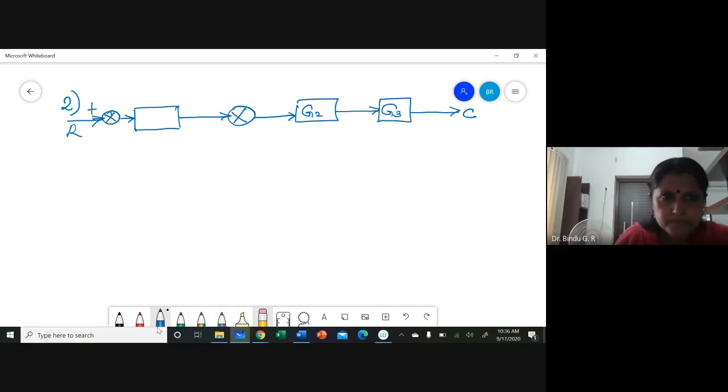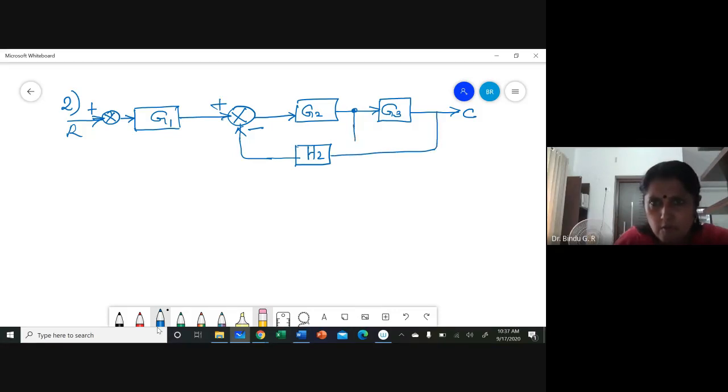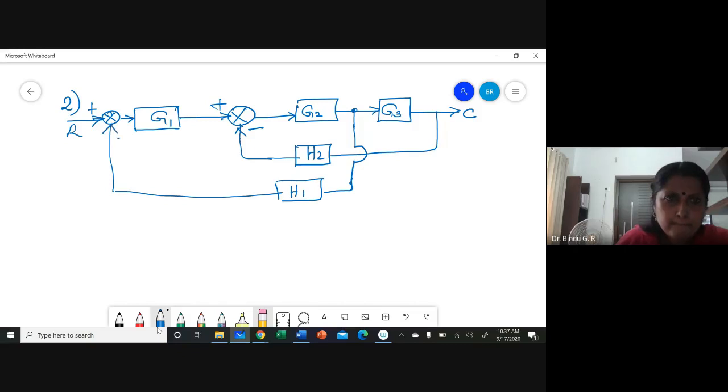R plus G1. Then I have H2, negative, positive, H1. Here again, you are asked to find out the transfer function, which is actually C by R, by block diagram reduction.